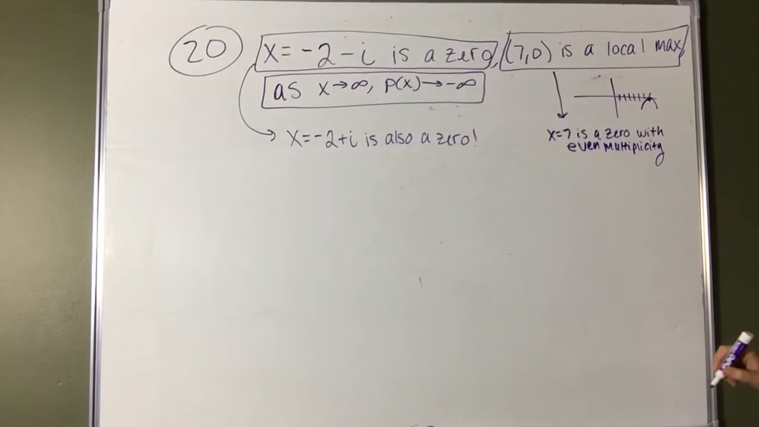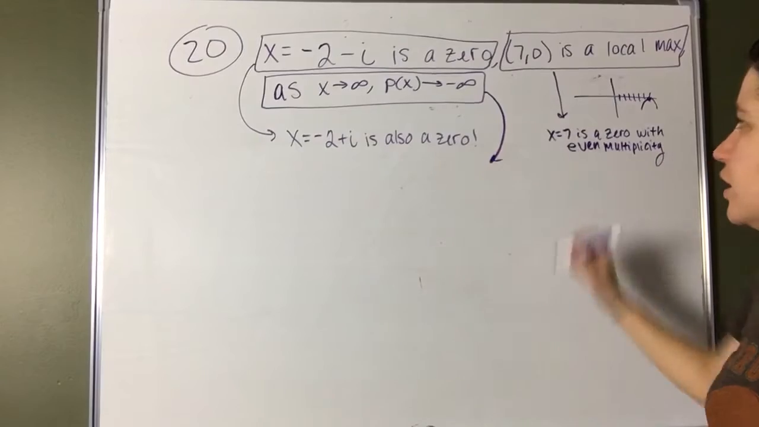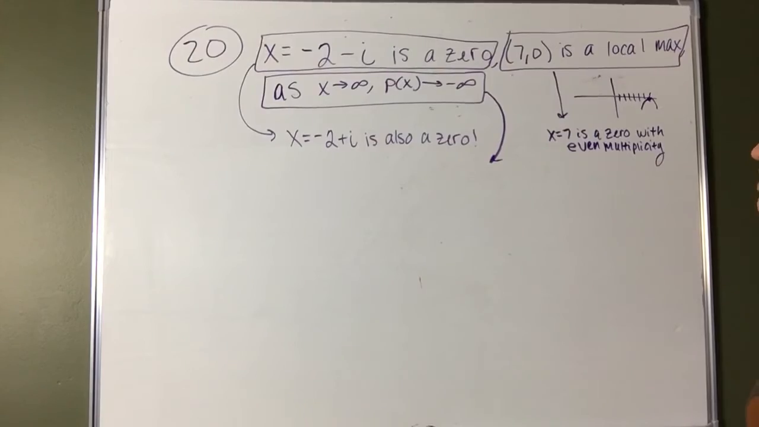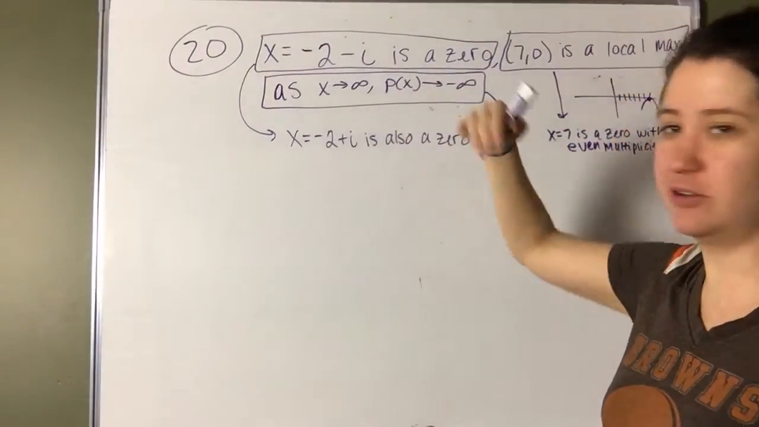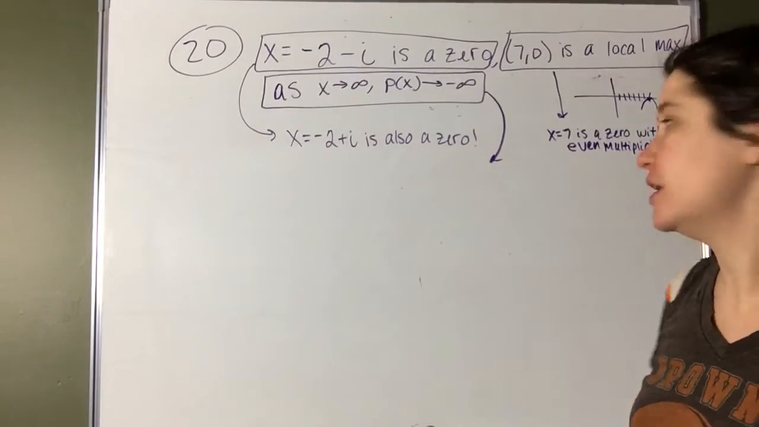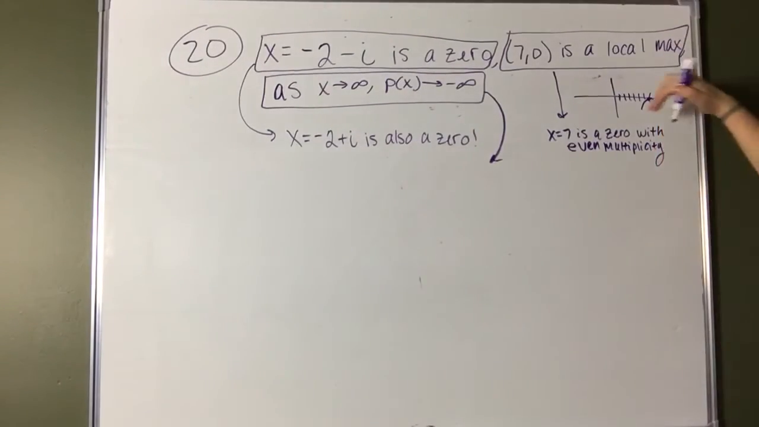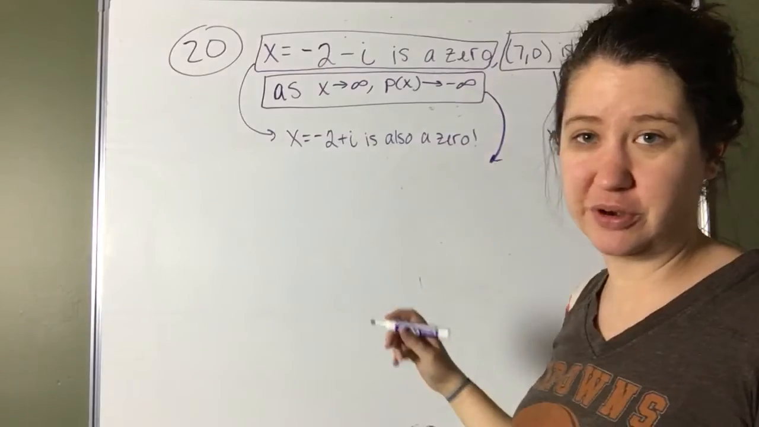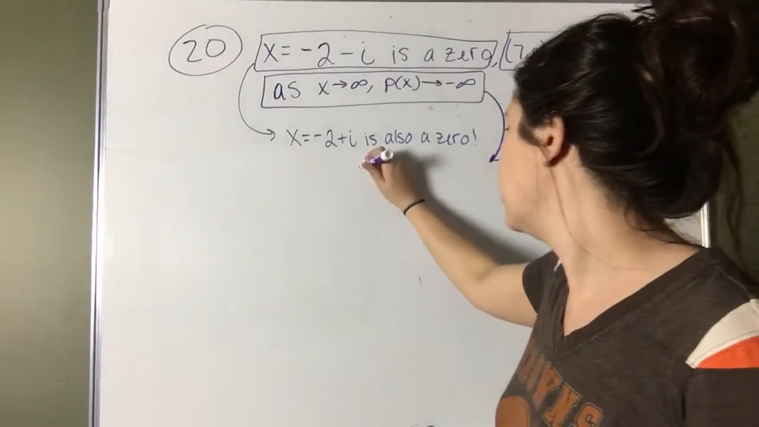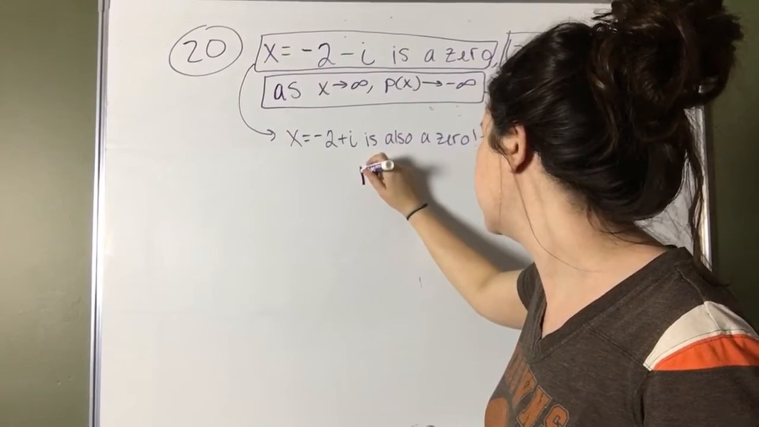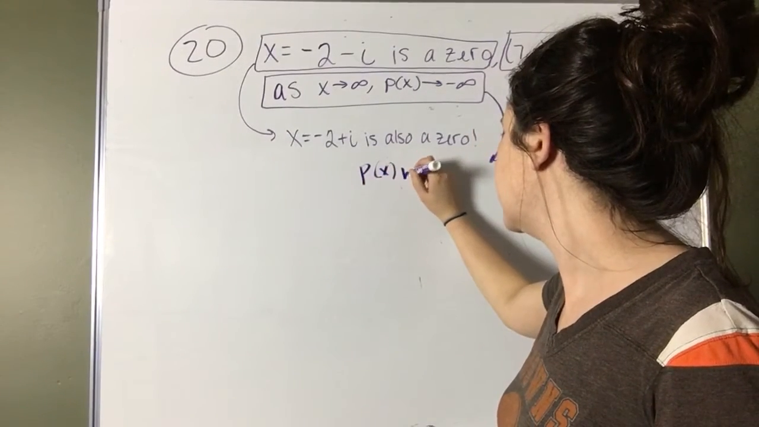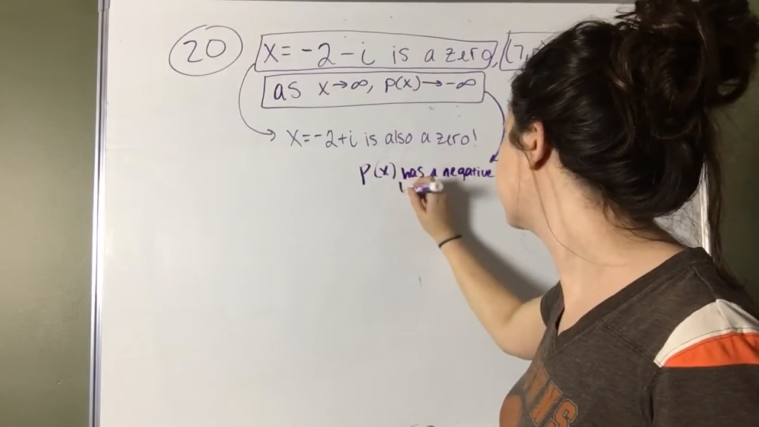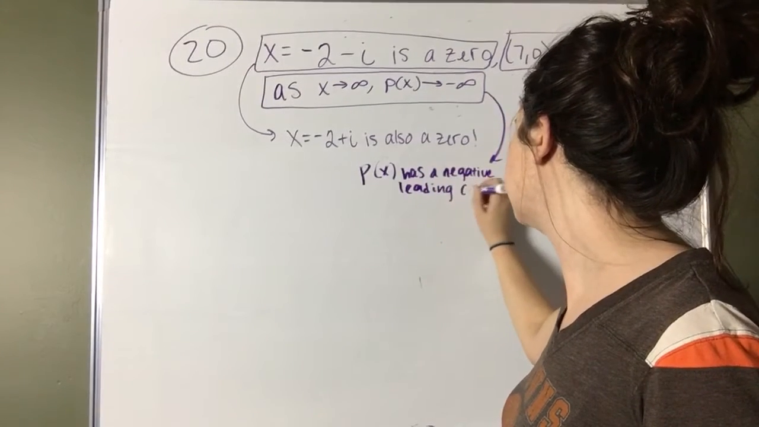Okay? And then there's one other piece of information over here that tells us as x goes to infinity, p of x goes to -infinity. So that means as x gets bigger, the polynomial, the y values, get smaller. So the graph is going to go down on the right. And any polynomial graph that goes down on the right-hand side will always have a negative leading coefficient. So p of x, our polynomial, has a negative leading coefficient.